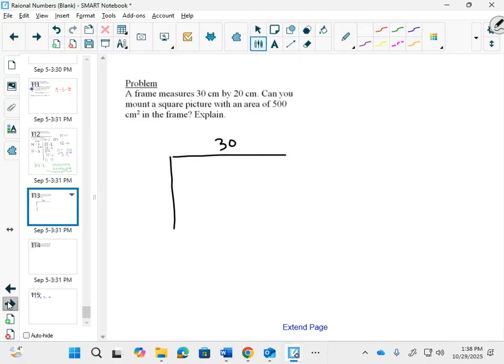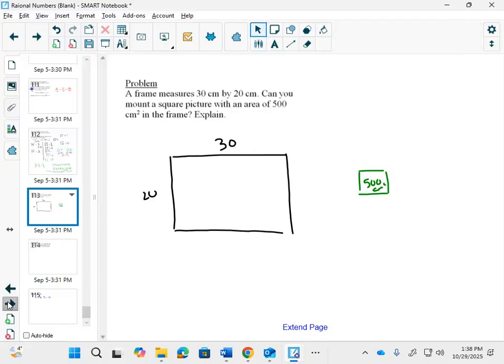30 centimeters this way, 20 centimeters this way. And someone gave you a nice square picture. I'm definitely not drawing this to scale, with an area of 500 centimeters squared. I drew it that way to throw you off. Would that green box fit in the black one? Absolutely, but I haven't drawn it right. That 500 actually would be quite a bit bigger.